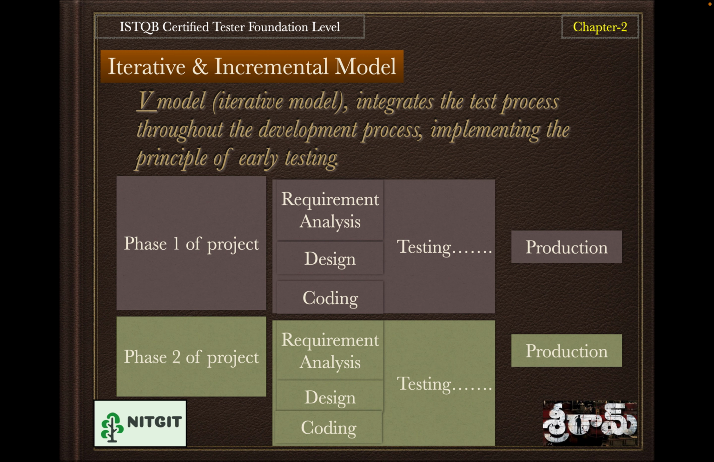In phase 2 of the project, requirement analysis, design, and coding will be done in parallel, and the testing teams will be involved in each and every step of this phase. And it will go to production, and then the next phase will start. In phase 2, there may be some enhancements from phase 1 that will also be incorporated, so that any changes or bug fixes done for phase 1 have to be implemented in phase 2. It's a continuous iterative interaction model.